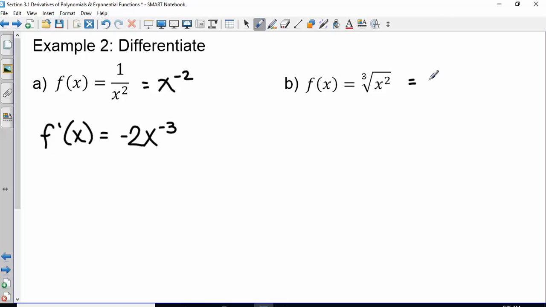So on B, I don't have a rule for radicals, but how could I write this? X to the 2/3 power. Isn't this much better than doing it by hand and having to do conjugates and all that mess with it? So our derivative, exponent comes down, so it's 2/3 x, and you subtract 1 from the power. So 2/3 minus 1, negative 1/3. So it's 2/3 x to the negative 1/3.